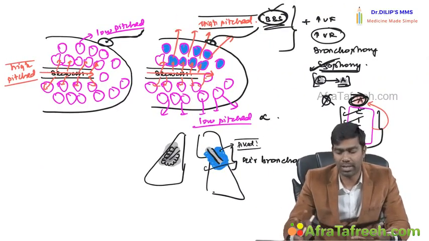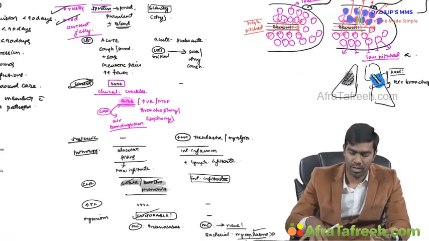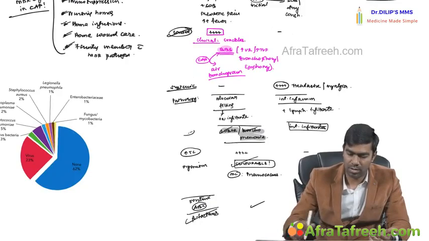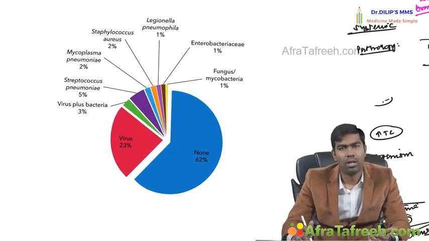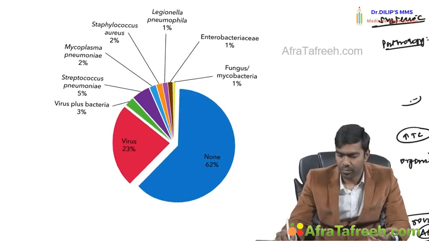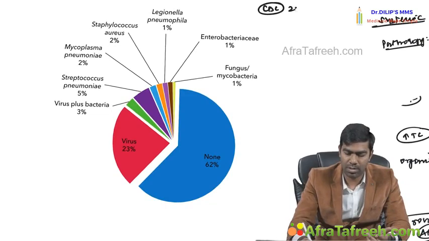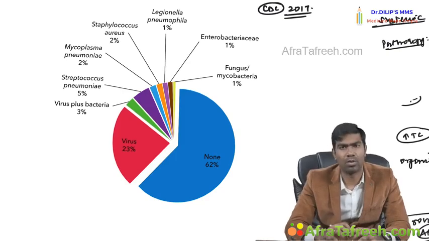concept of bronchial breathing and as well as the consolidation leading to air bronchogram. Now let us see the causes. Let us come to the causes of pneumonia. You will be stunned by one fact. This is a CDC chart that was published in 2017. After that, they didn't publish anything like this, so don't worry.